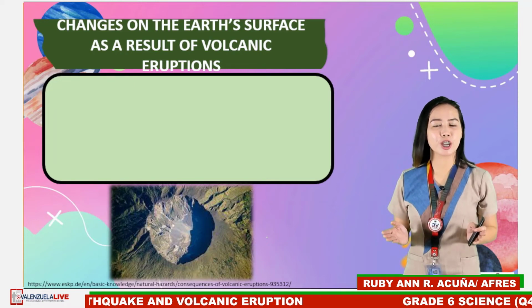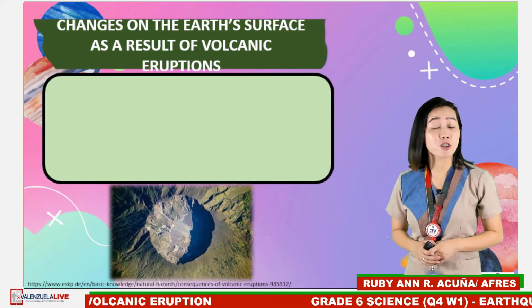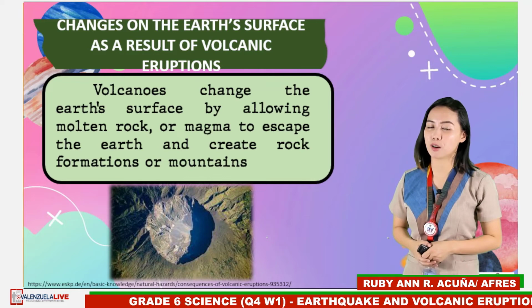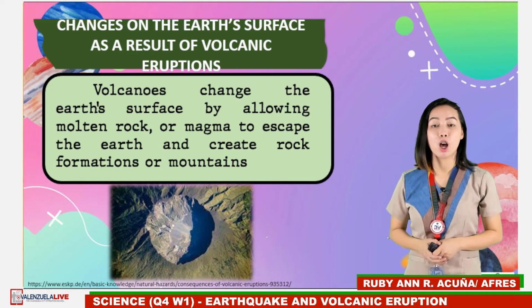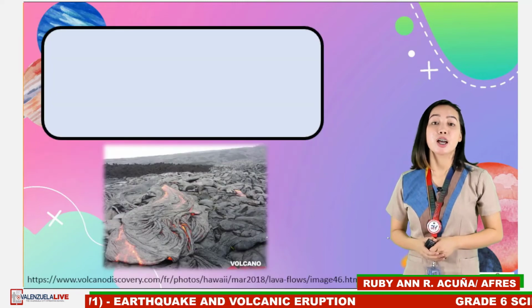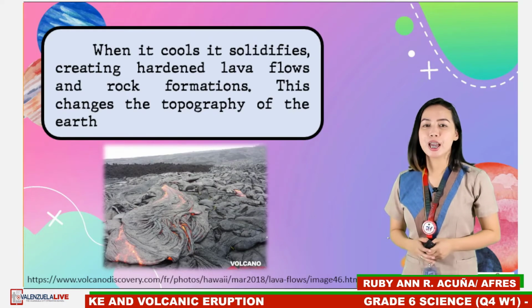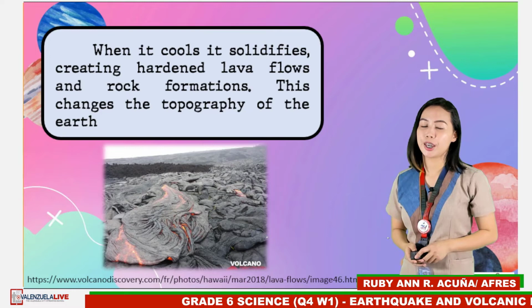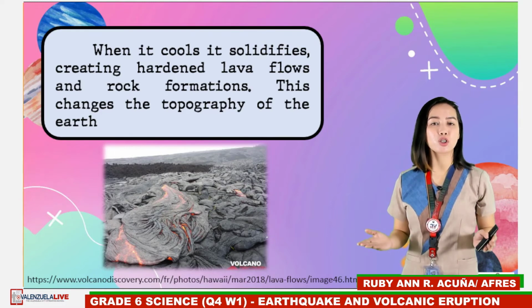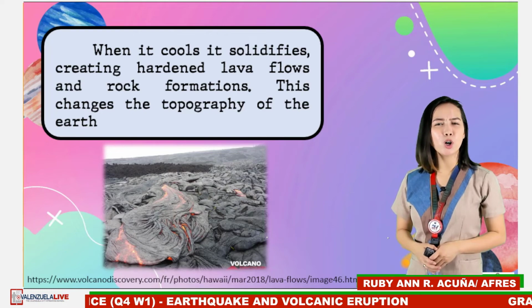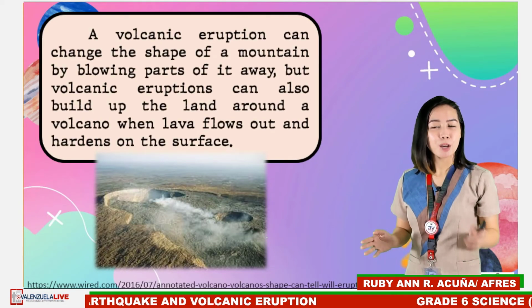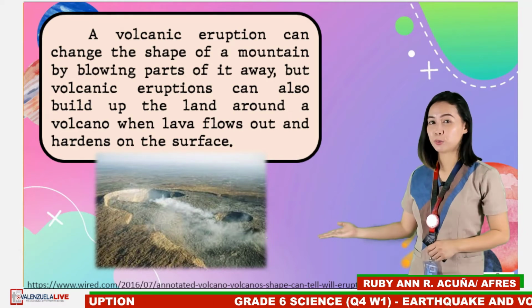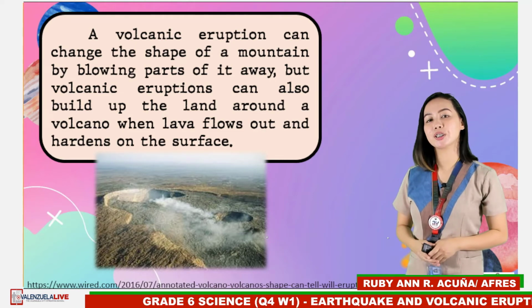So how do volcanoes change the Earth's surface? Volcanoes change the Earth's surface by allowing molten rock or magma to escape the Earth and create rock formations or mountains. When it cools, it solidifies, creating hardened lava flows and rock formations. This changes the topography of the Earth. A volcanic eruption can change the shape of a mountain by blowing parts of it away. But a volcanic eruption can also build up the land around a volcano when lava flows out and hardens on the surface.